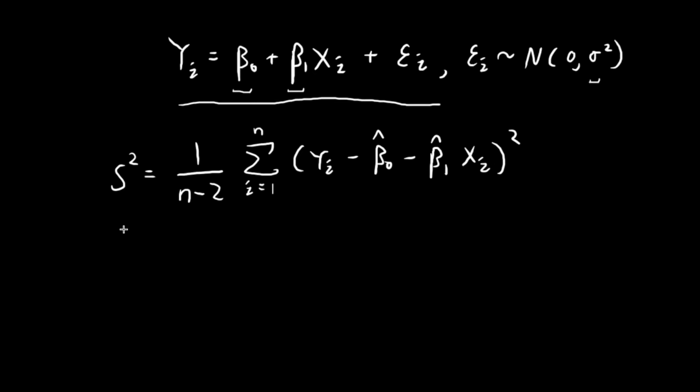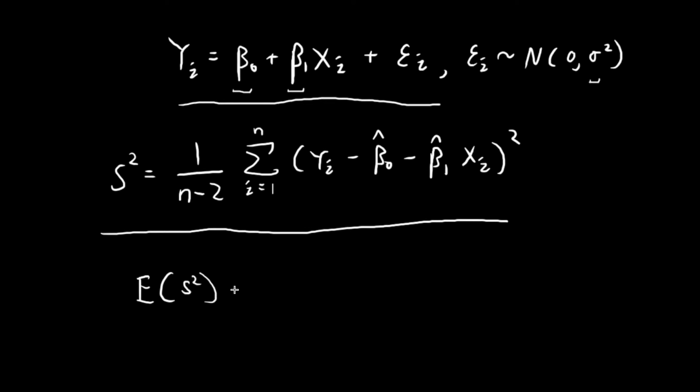So now in this video, I'm going to consider an estimator for sigma square, and the estimator that we're going to consider is this term over here. And this expression is also known as the mean square error. And in this video, I'm going to show you that the expected value of this estimator, which we call s square, is going to be equal to sigma square. And this is what I'm going to prove in this video.